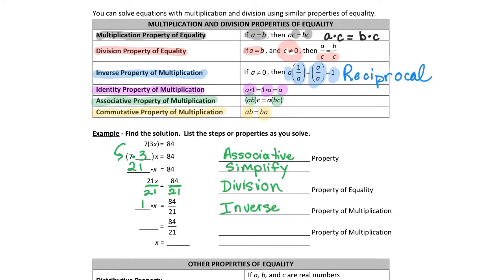In the next rule, 1 times x would just give me x. So whenever we multiply 1 to a value, that is the identity property. A times 1 equals A. 1 times x equals x. And our final step is to divide. So I get that x equals 4, and that is just simplifying. There's no rule or property there. We just simplified.